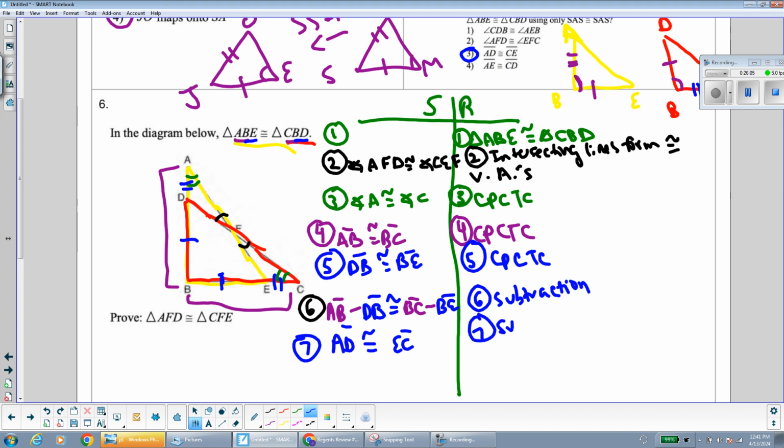And this is substitution because this take away this is this minus this is that, and this take away this is this minus this is that. So we're substituting for what's equivalent, what the subtraction actually leaves us over with. And now from here, we can end the proof, and we can say the two smaller triangles, AFD and CFE, are congruent, and that is due to angle, angle, side. And we are done with this proof.